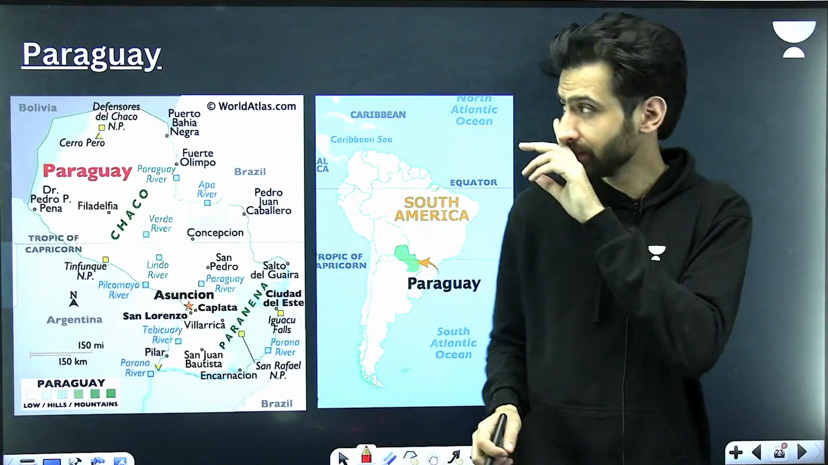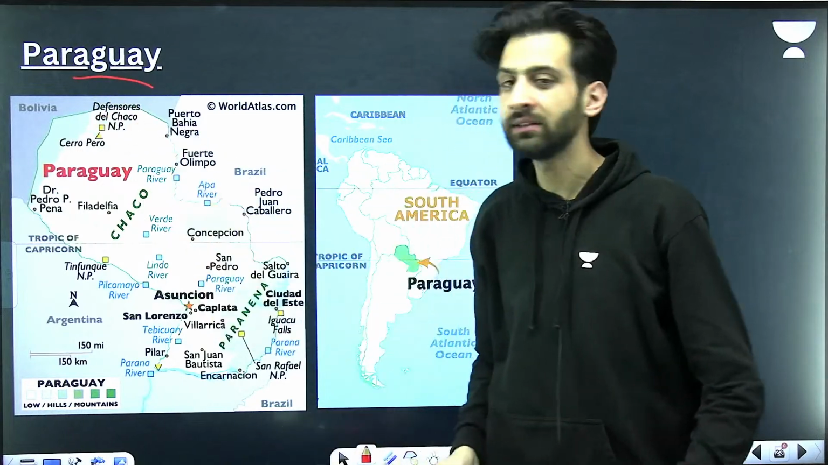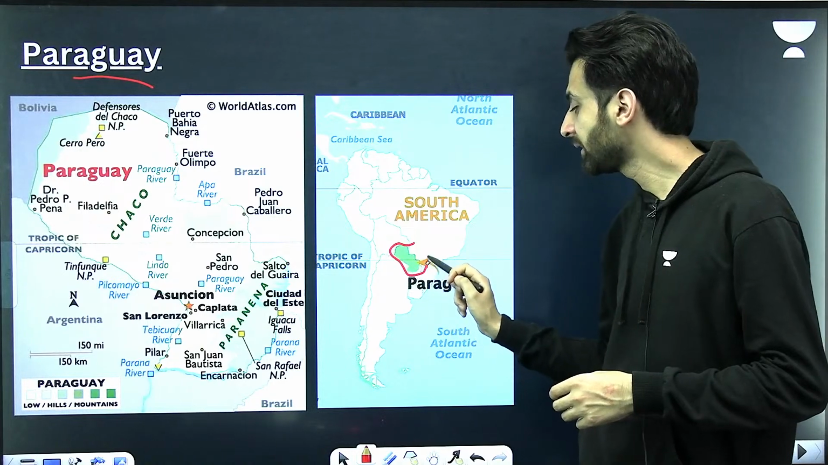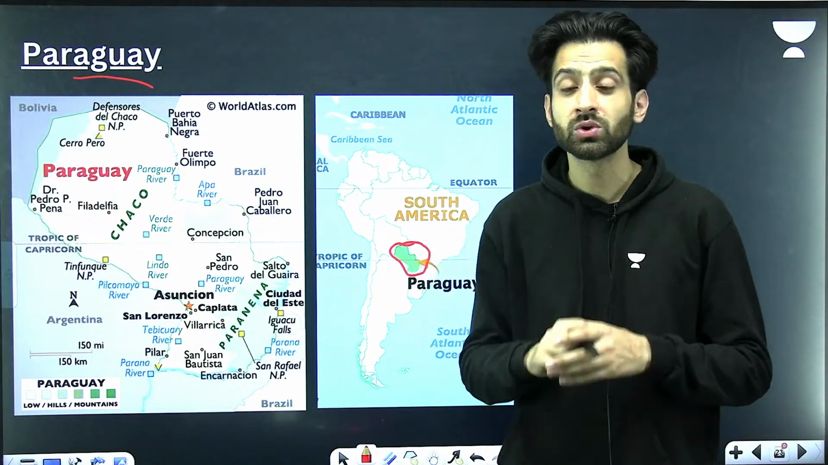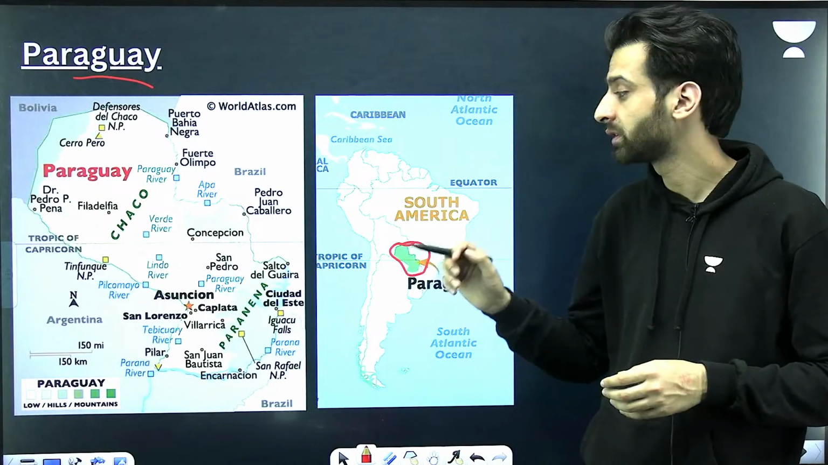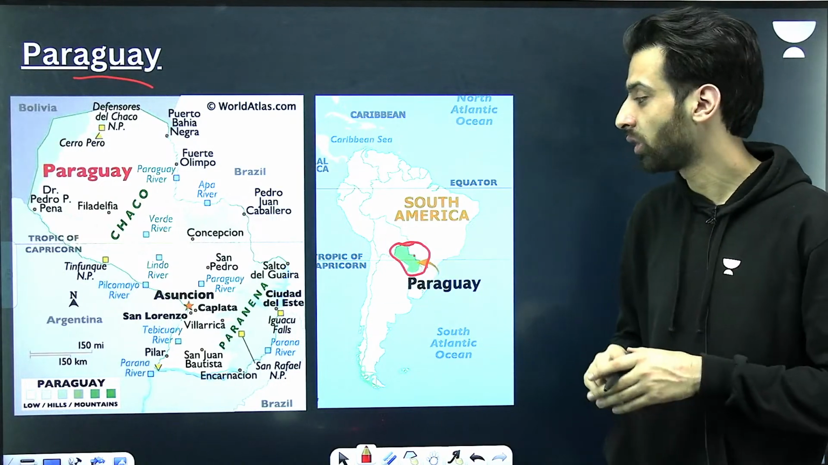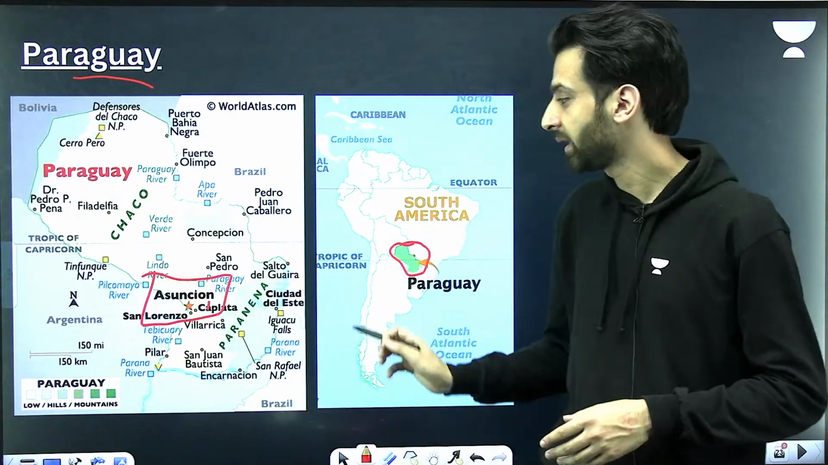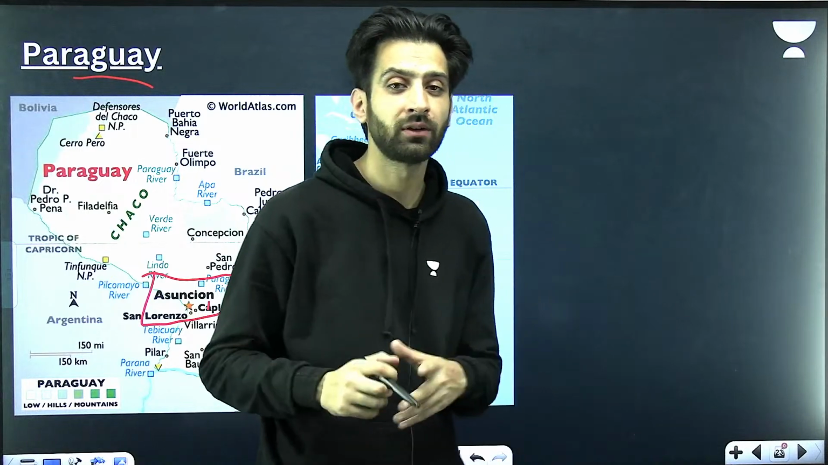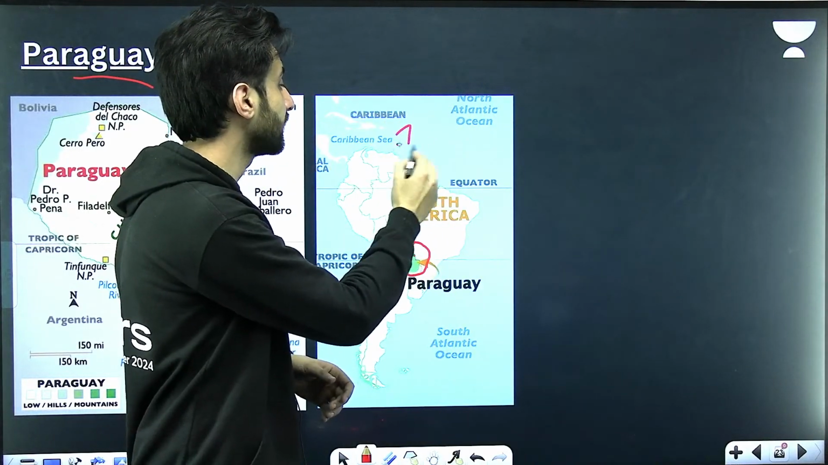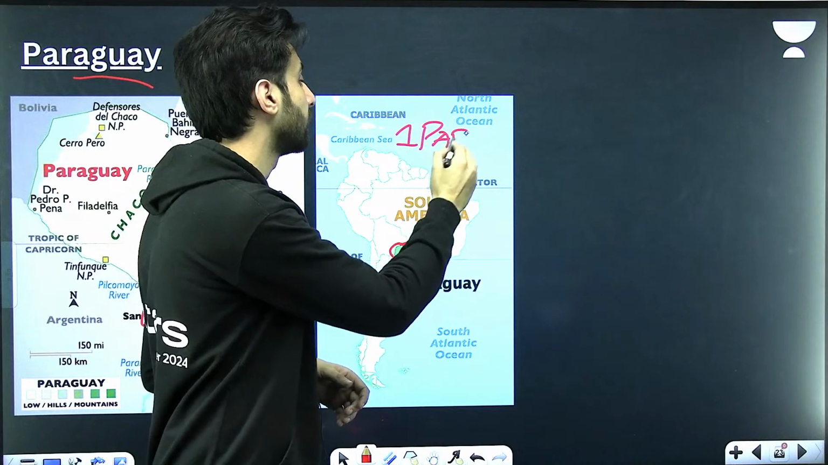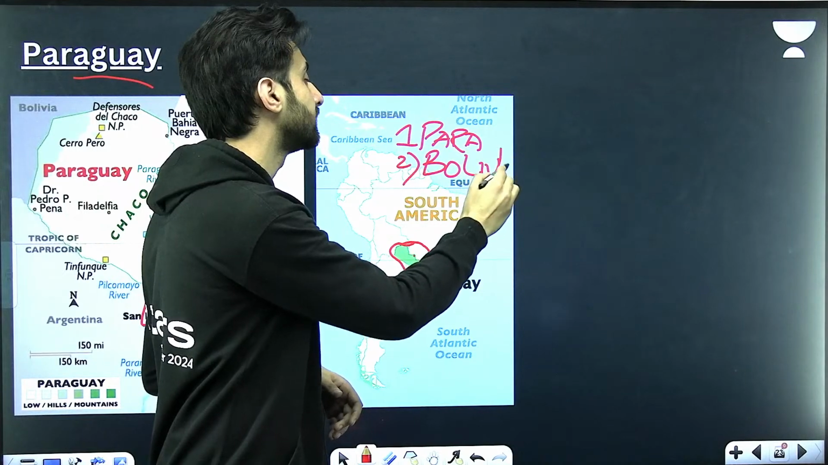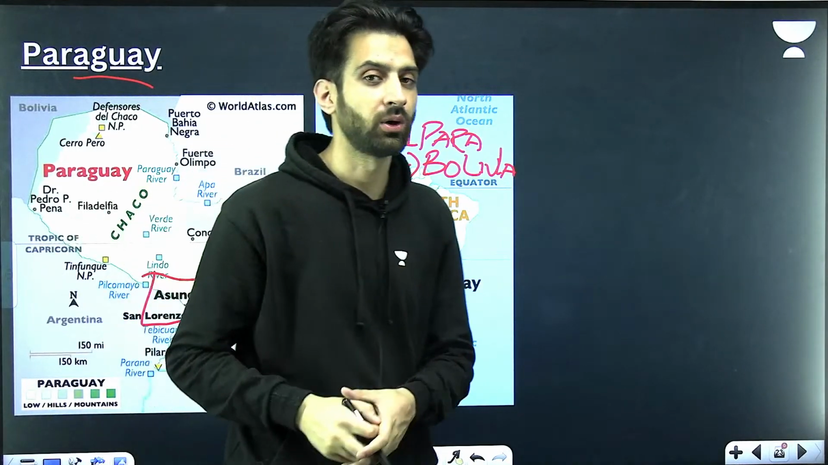Now, going to another country, that's Paraguay. Again, you have to know this. If you look at Paraguay here, it is surrounded by land masses on all the sides. So this is again a landlocked country. Paraguay is a landlocked country, and the capital is Asuncion. Clear? So up until now, we are dealing with 2 landlocked countries. Number 1, Paraguay, and second one is Bolivia. So these are the 2 countries in South America that are landlocked.